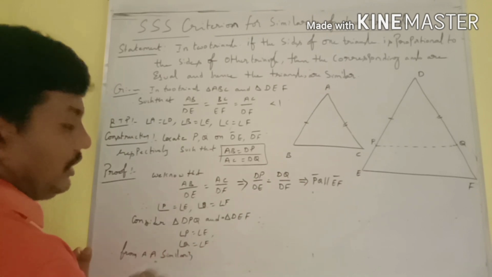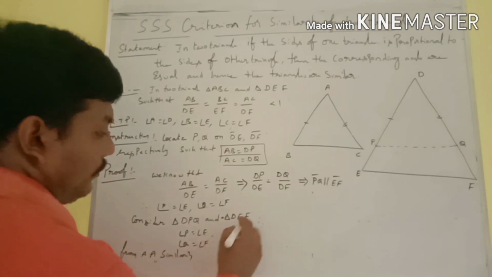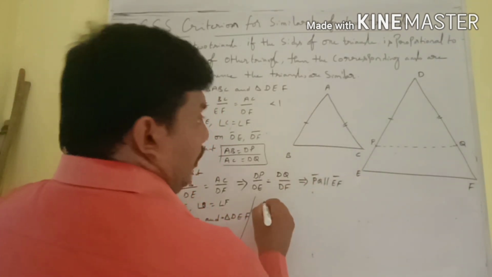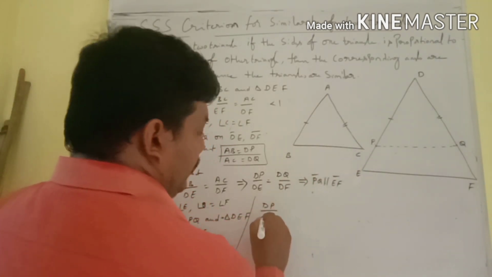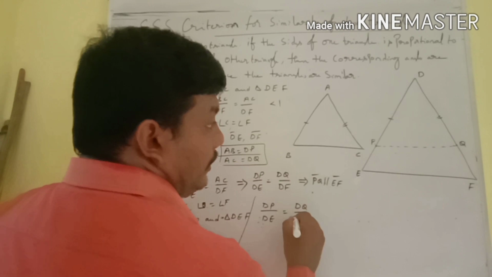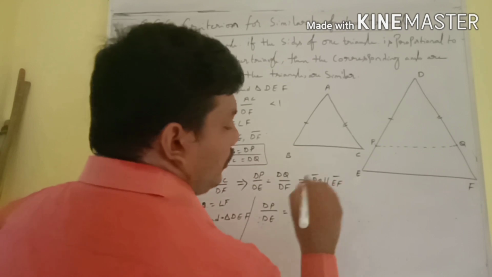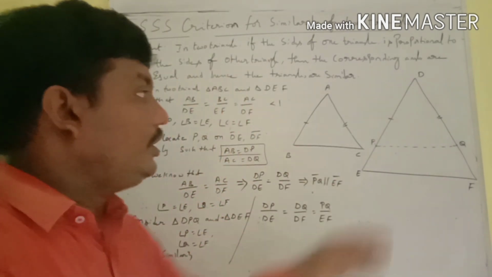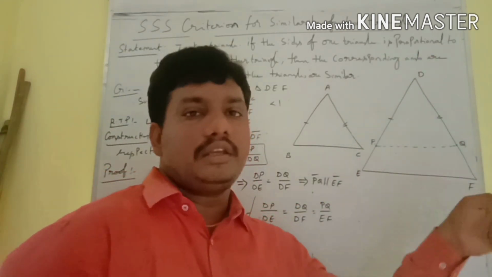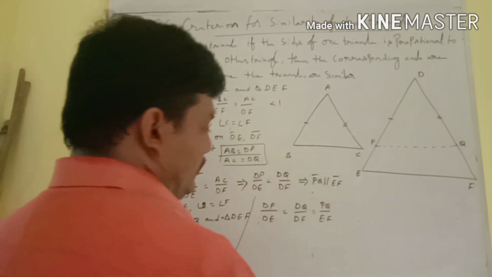From AA similarity, what is the relation here? DP by DE is equal to DQ by DF is equal to PQ by EF. So DP by DE is equal to DQ by DF is equal to PQ by EF. That is called the similarity condition from AA similarity.